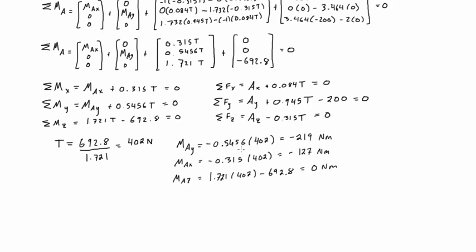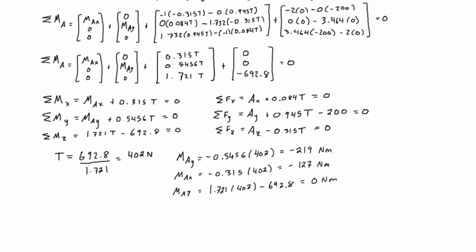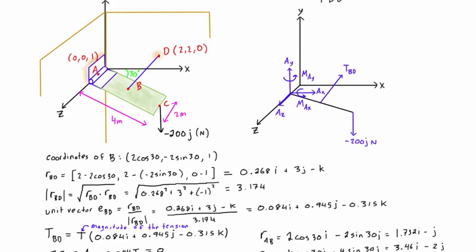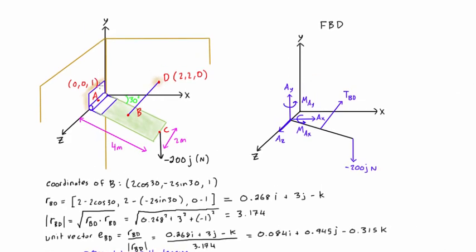So we get values here for MAY and MAX. MAZ turns out to be 0. If you do this exactly, it's not exactly 0, but that's just because of some of the rounding that I've been doing through this problem. But that's good because we don't want that moment appearing about the z-axis, right? Because this hinge wasn't capable of providing a moment about the z-axis.